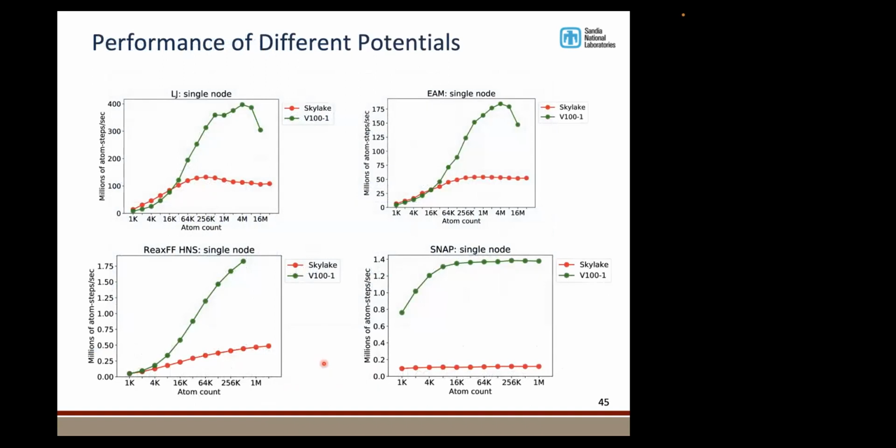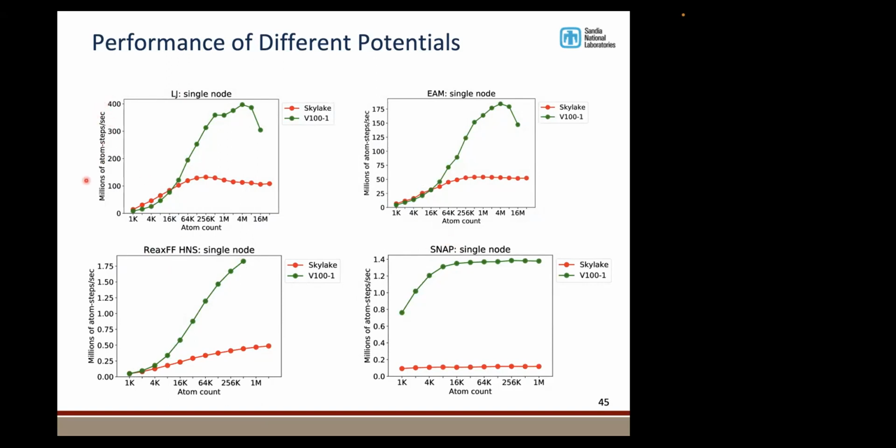Okay, so let's look at some performance of different potentials. These are all single node or single GPU. So we've talked about the Lennard-Jones potential. This is just a really simple pairwise potential. The embedded atom model, or EAM, is a many-body potential. And then ReaxFF is a really complex reactive potential. And then the SNAP machine learning potential is a very computationally expensive potential.